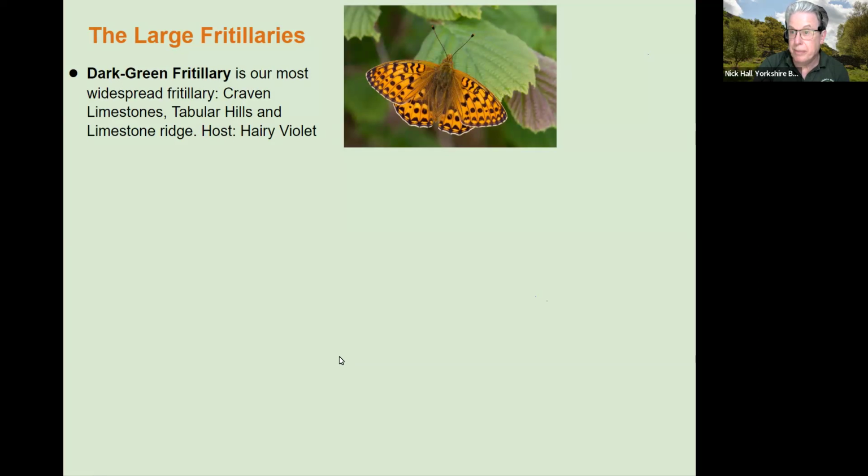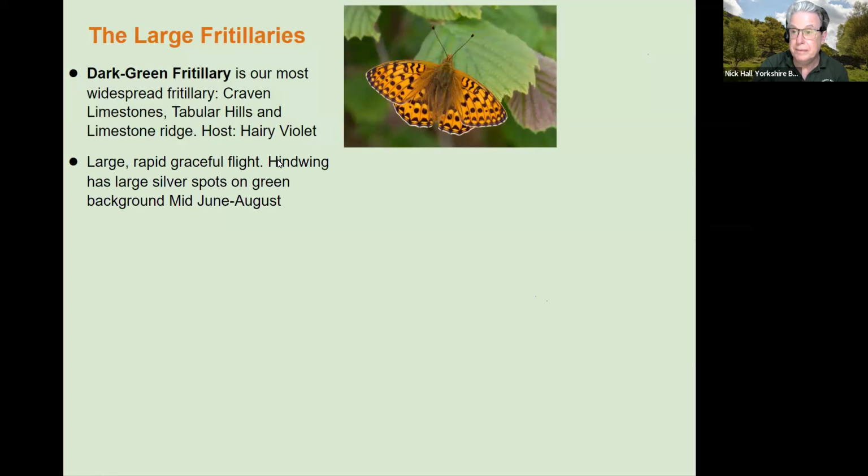This is the Dark Green Fritillary. It's our most widespread fritillary, but it's quite restricted in its habitat to limestones: Craven limestones, Ingleborough, that kind of area, Settle, the Tabular Hills, which is the south side of the North York Moors, and the Limestone Ridge, like Brockadale is well known. And it's hosted generally on the calcareous grasslands, which is its preference, and the host plant is hairy violet.